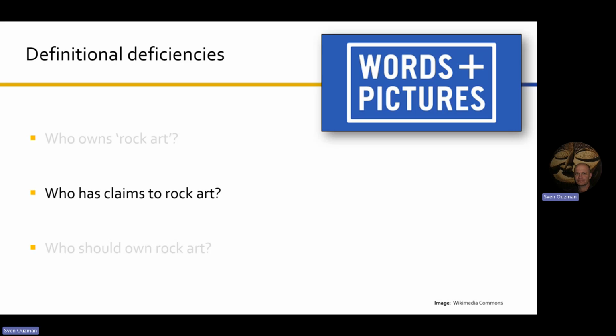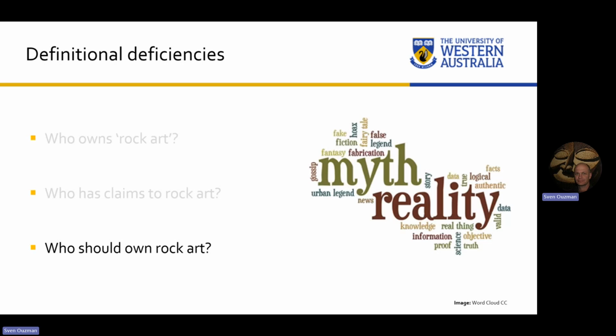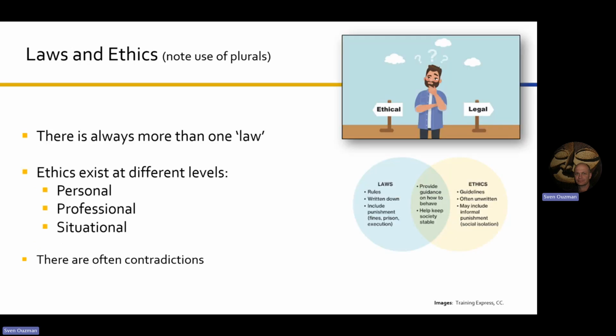The nation with rock art at the center of its coat of arms could also be considered a stakeholder. So there are multiple claims to rock art. And then who should own rock art? So this has more to do with moral rights than legal rights. Ethically, who are the best people to claim ownership and stewardship over the rock art?